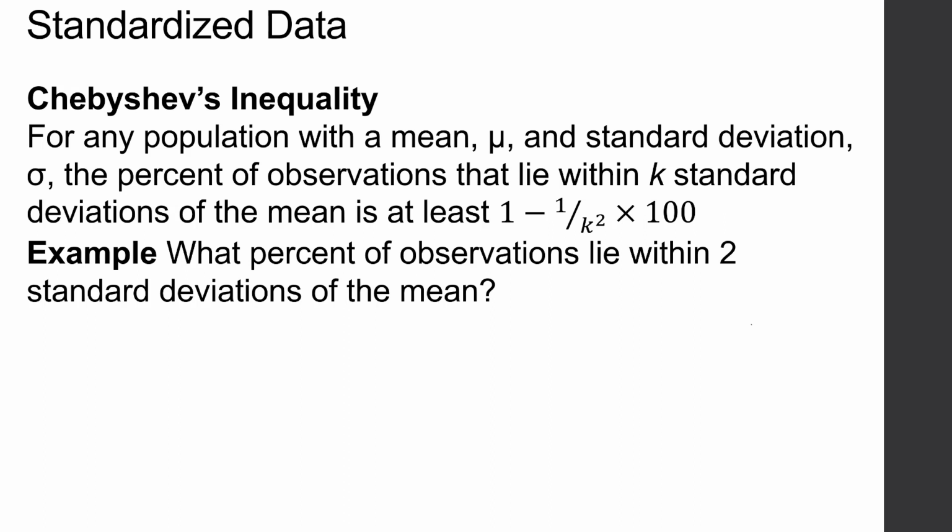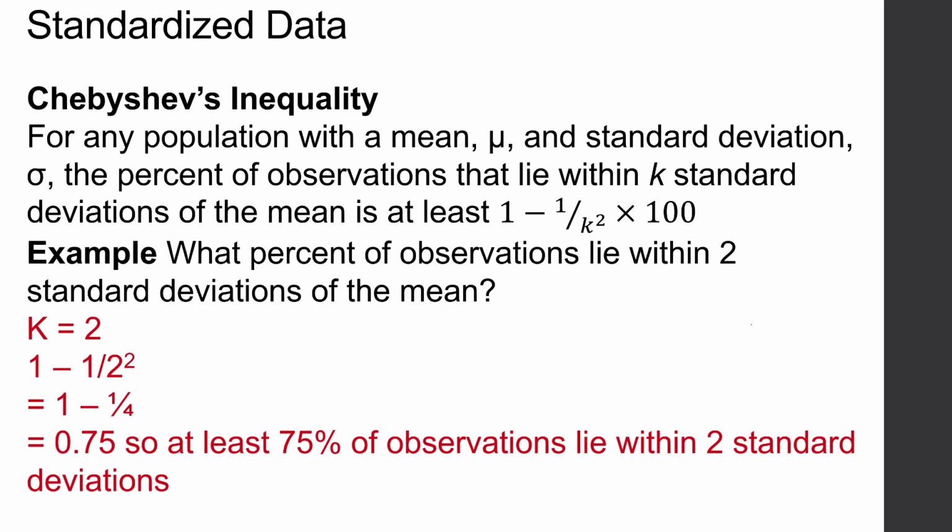For example, what percent of observations lie within 2 standard deviations of the mean? Well, first of all, we have to figure out what k is. K is the number of standard deviations, so k here is 2. So we plug that into our formula and we get 1 minus 1/2². We plug 2 in for k in that denominator. And 1/2² is 1/4. And that's 0.75 or 3/4. So at least 75% of observations will lie within 2 standard deviations. So that's a little application of Chebyshev's.